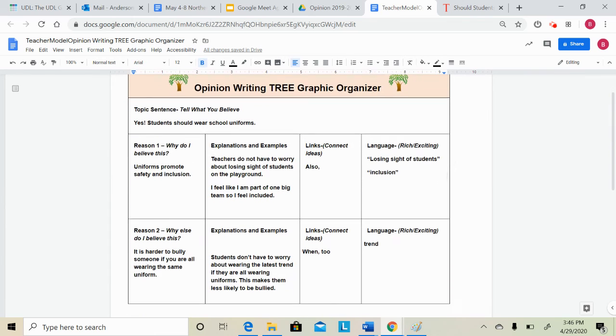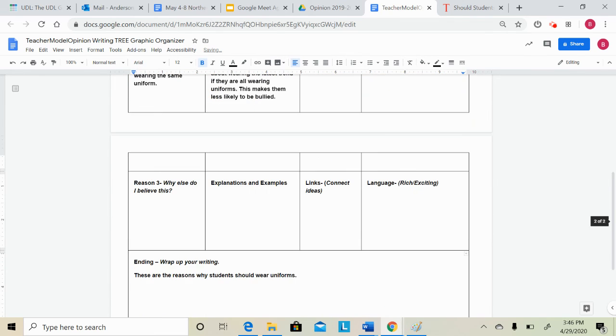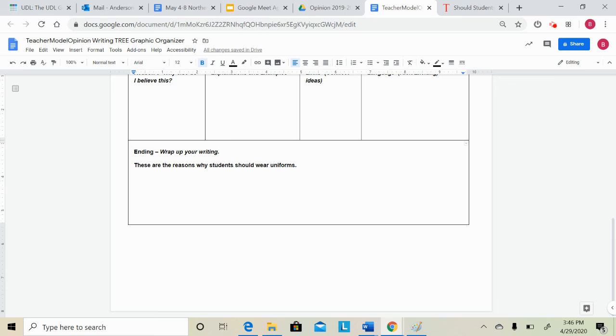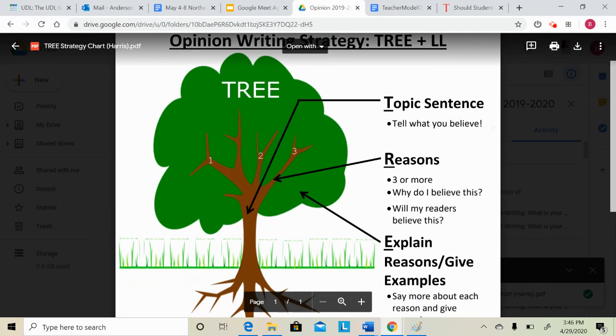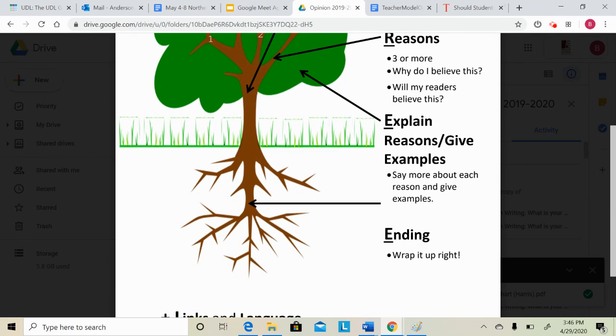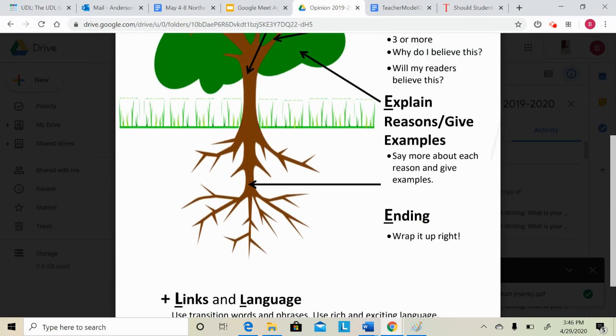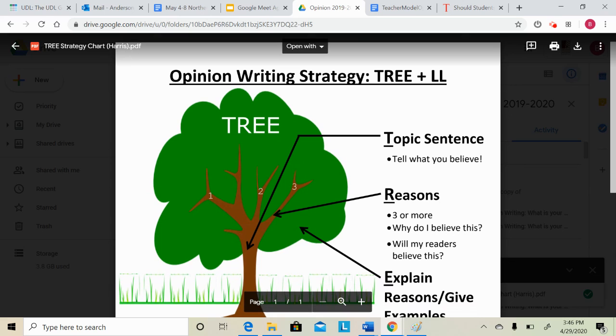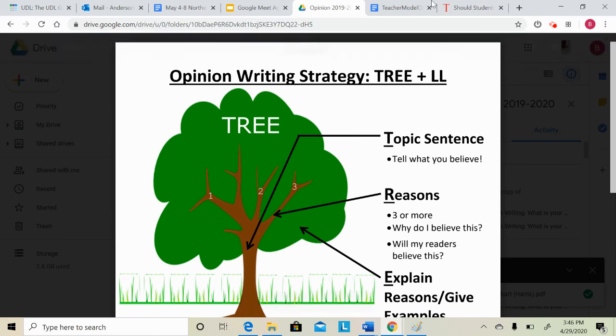So this is just an example of how you would go through and start to think about, where do you see the TREE acronym in other pieces of writing? And this will help us when you begin to start planning your own writing. So once again, take one more look at our TREE strategy. And tomorrow you are going to practice finding this in a different piece of writing.